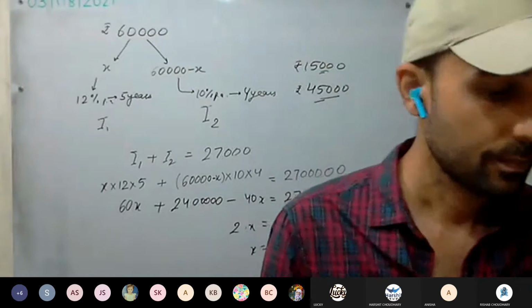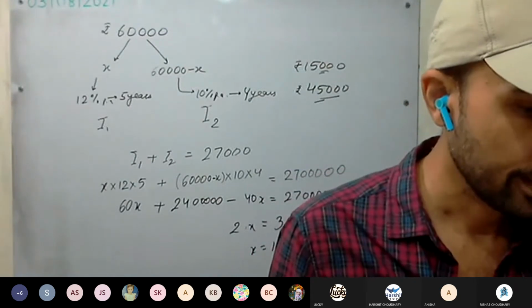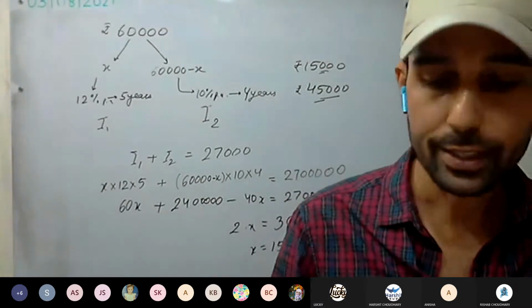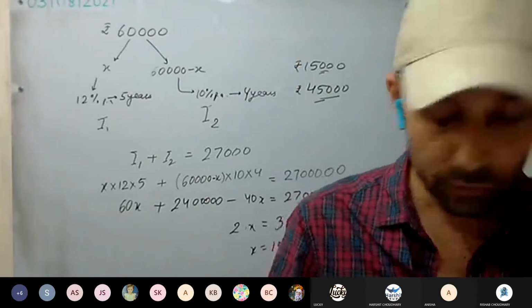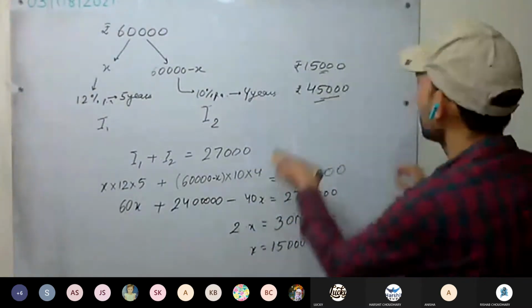Is this clear? Okay. Yes, sir. Okay, try the next one now. Next one I am going to give you as homework as well. A sum of 2,100, okay, read it once, everyone.